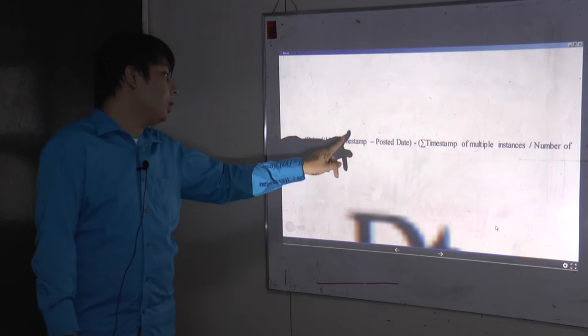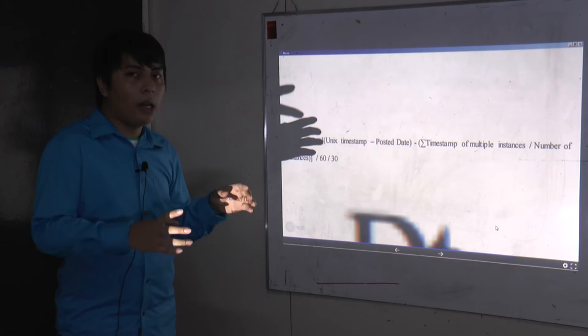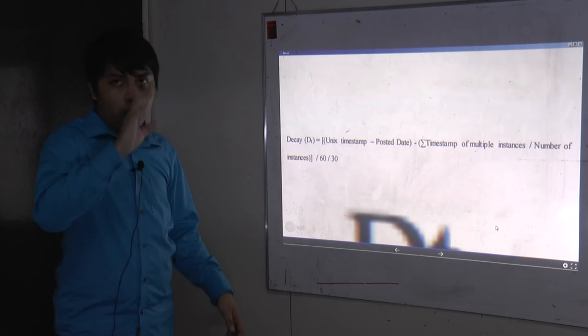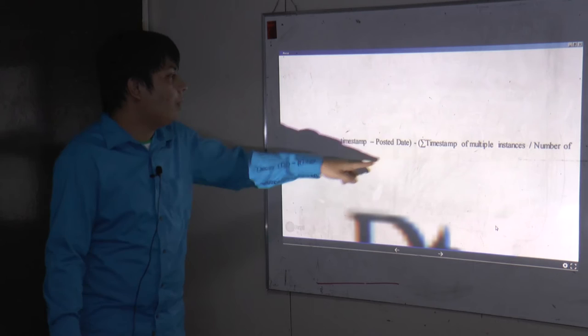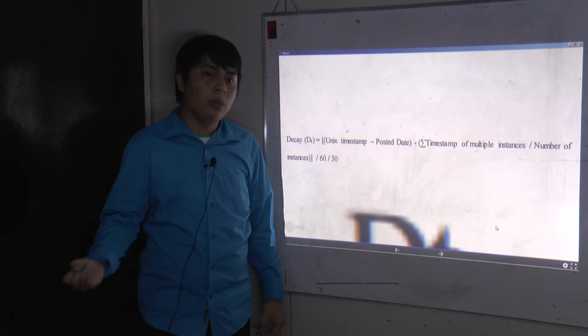It will be deducted to the overall decay, because higher decay means it will rank lower. If it has a higher decay, it means it's an older post. So in order to avoid that, you need to have multiple instances of that post, meaning it must be shared again, or it must be connected to you again and again for it to be up.